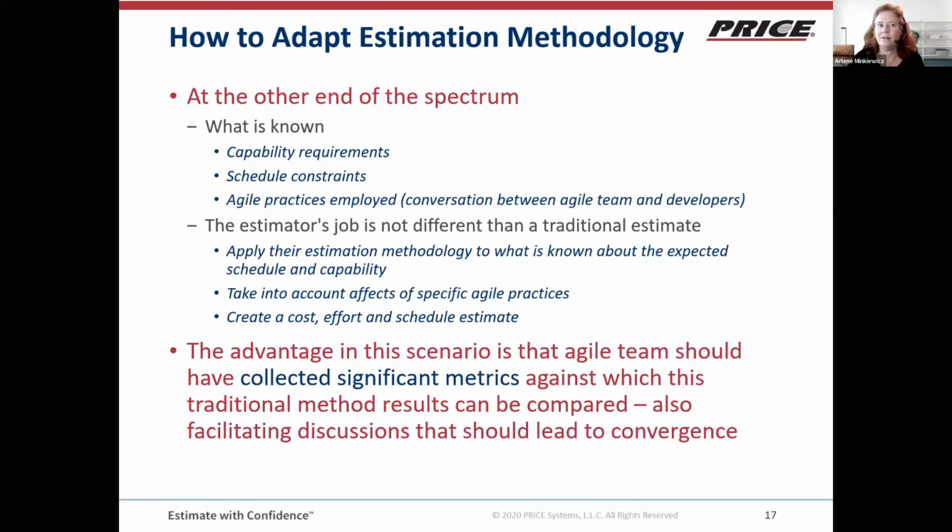So the fact that the Agile team is comfortable with their predictions makes it possible for, once again, those conversations. If traditional estimating methodology comes up with a large discrepancy between what the Agile team thinks, it's a discussion. It creates a conversation that improves the estimation and improves the Agile team's ability. The estimating team can learn from the Agile team, and it should lead to convergence.